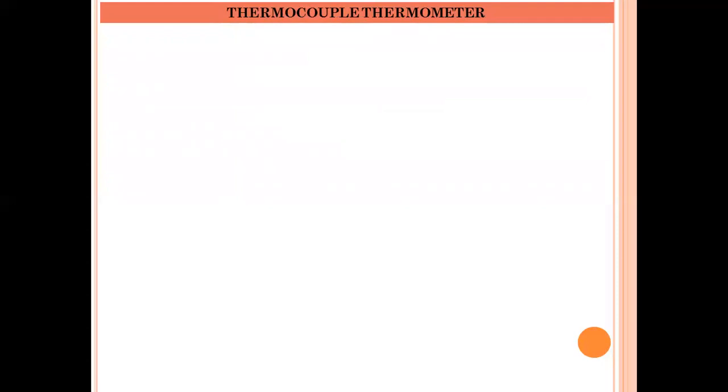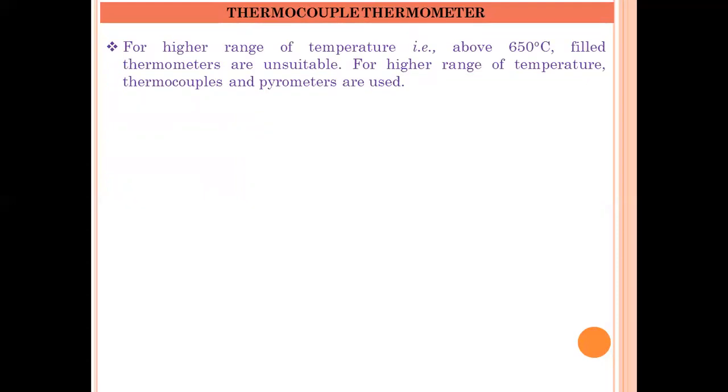Thermocouple thermometer. For higher temperatures, meaning more than 650 degrees Celsius, gas filled or liquid filled thermometers are quite unstable, and for higher temperature measurement, either thermocouple thermometers or pyrometers are used.